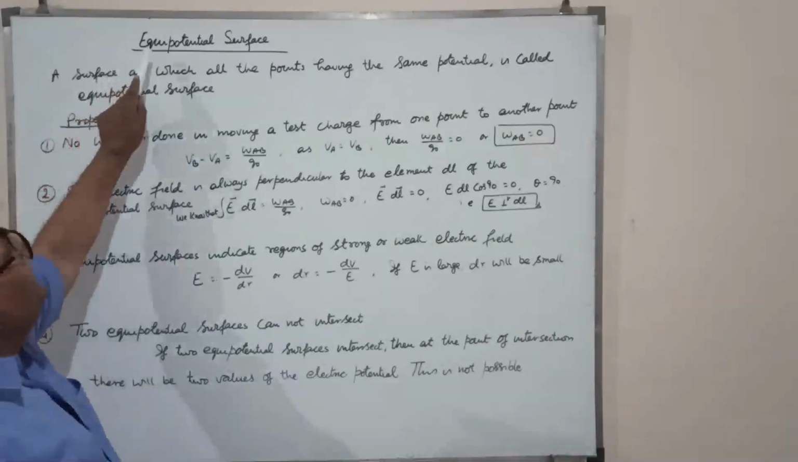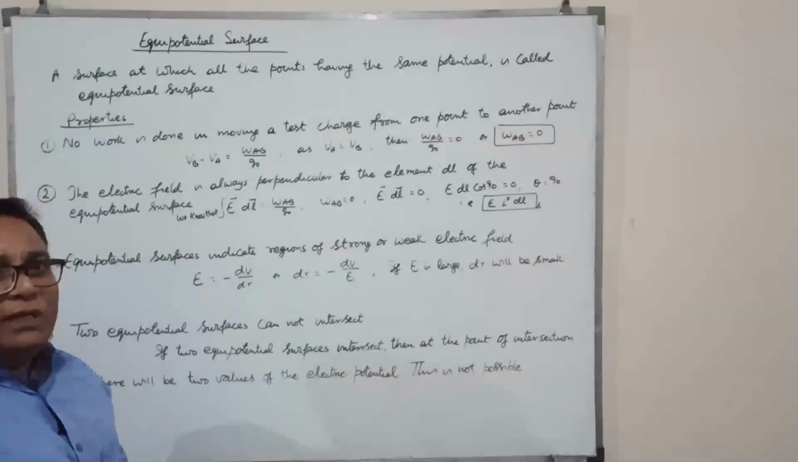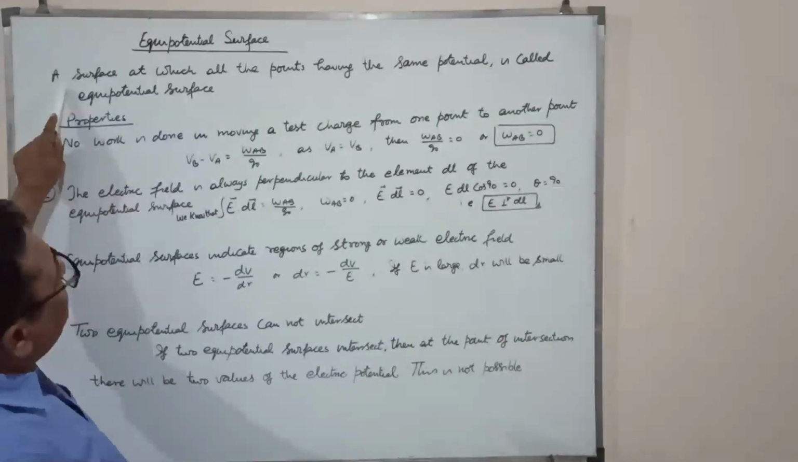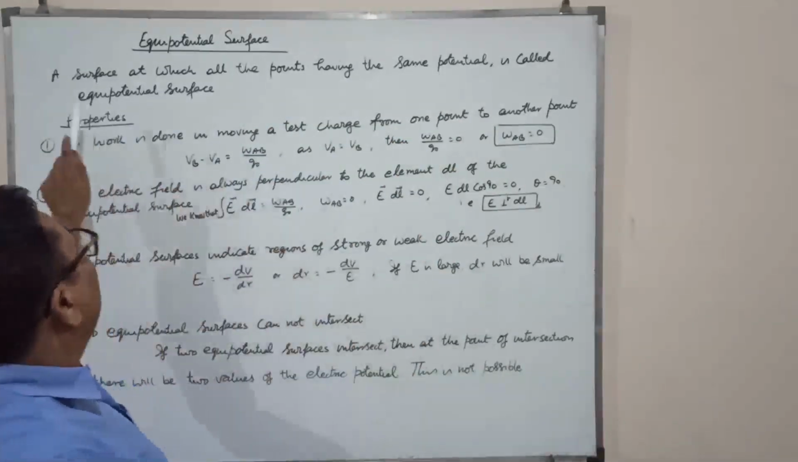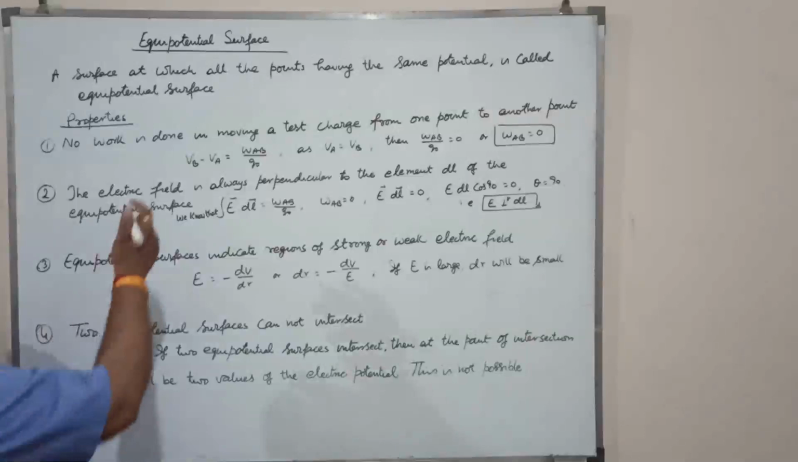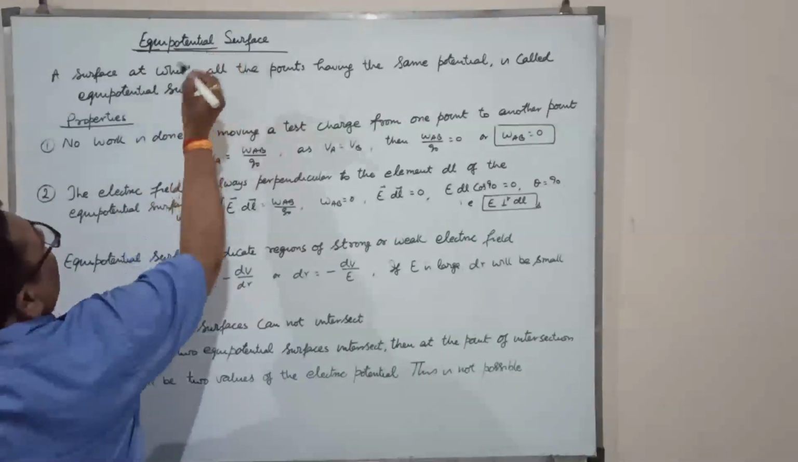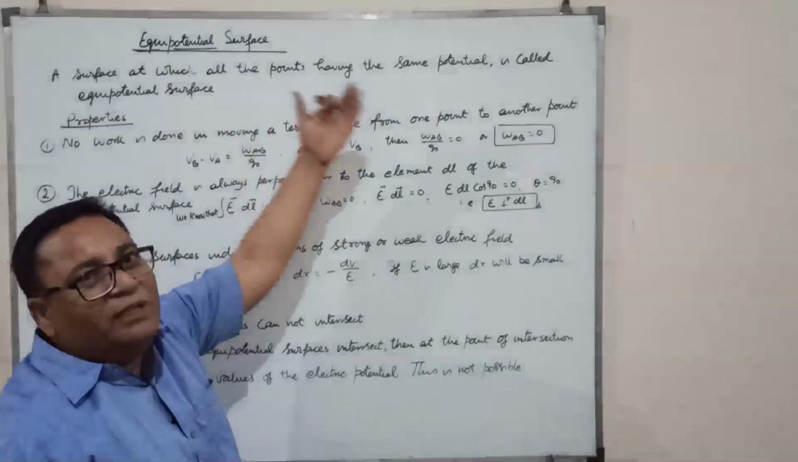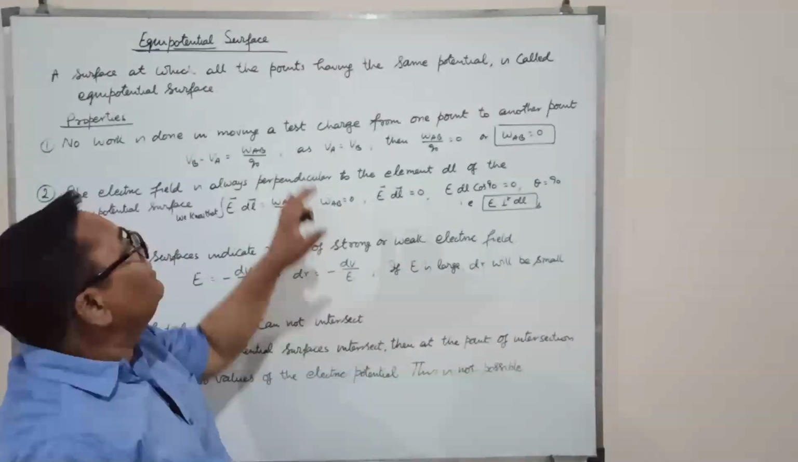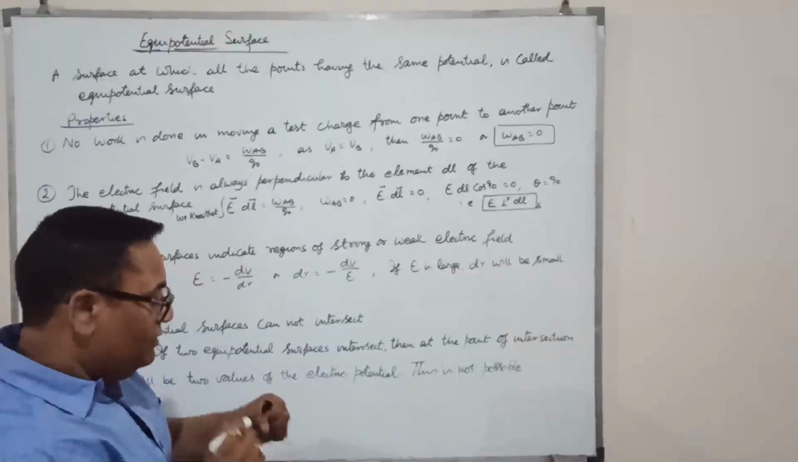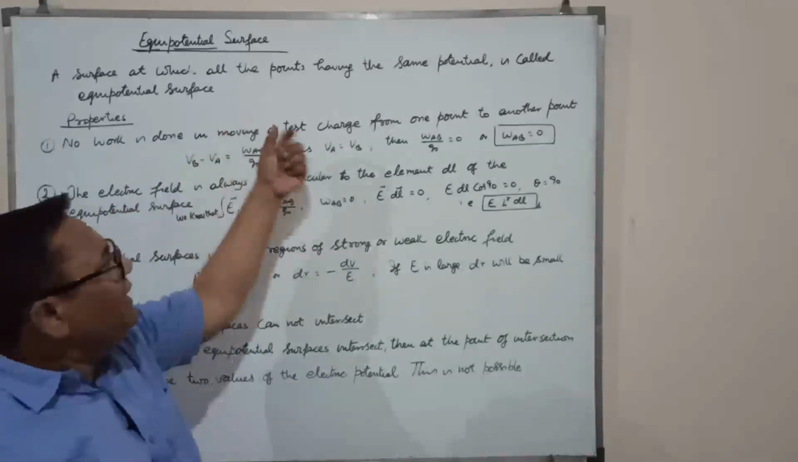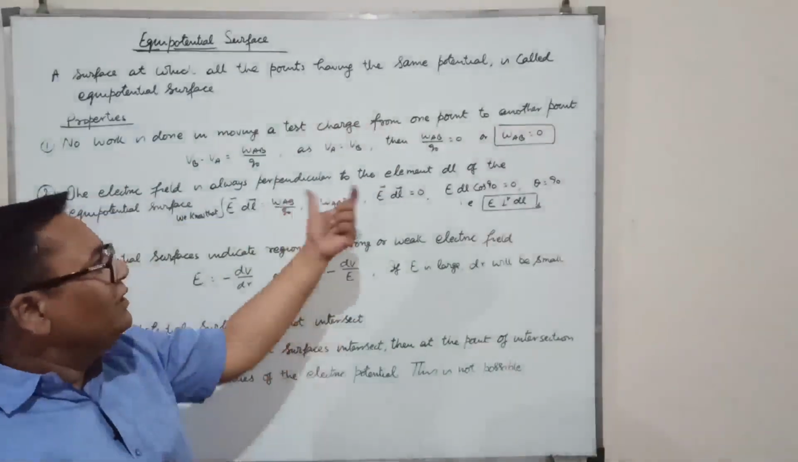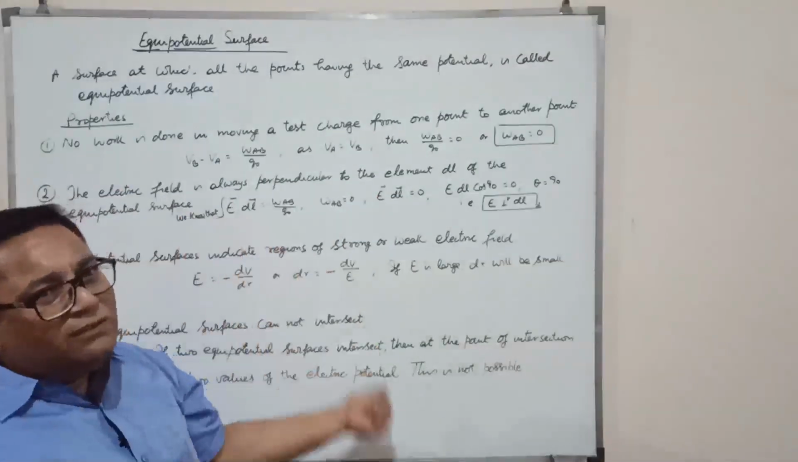Next topic is equipotential surface. Then what is an equipotential surface? The surface at which all the points have the same potential is called an equipotential surface. That is, equipotential means all the points on a surface having the same potential. Then what are the properties of an equipotential surface? First, no work is done in moving a test charge from one point to another point on the equipotential surface.